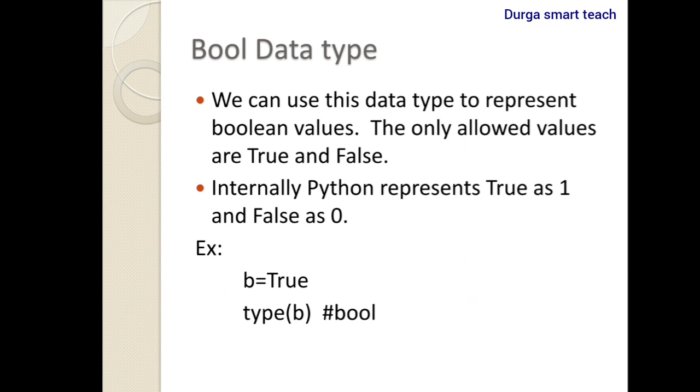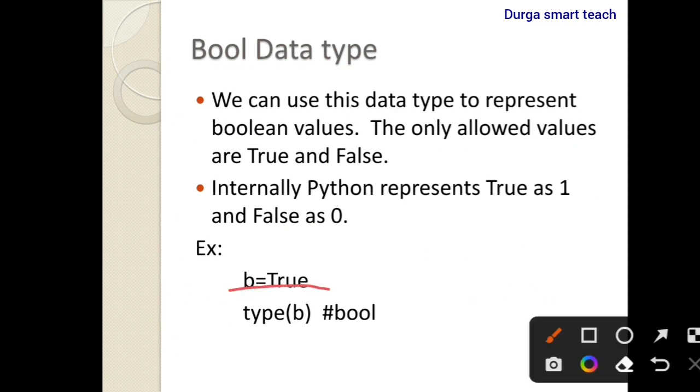Okay, so see this example, b is equals to True. Python is a case sensitive language, so Boolean values should start with a capital letter. The first letter should be capital: True. Type of b is bool.